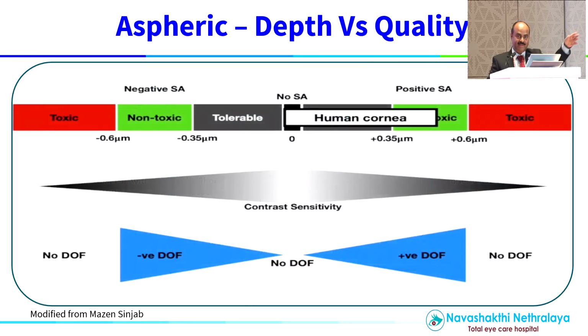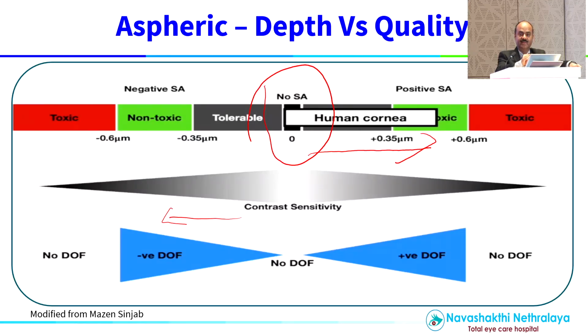Okay, taking it from there, considering no spherical aberration, what is the right thing for a patient to have? What should we leave it with? Either it can be slightly, the human cornea is always positive. That's why we have this lens which is on the negative side, which slightly neutralizes, but as we age, we all know this. That's why we use these negative aspheric lenses.